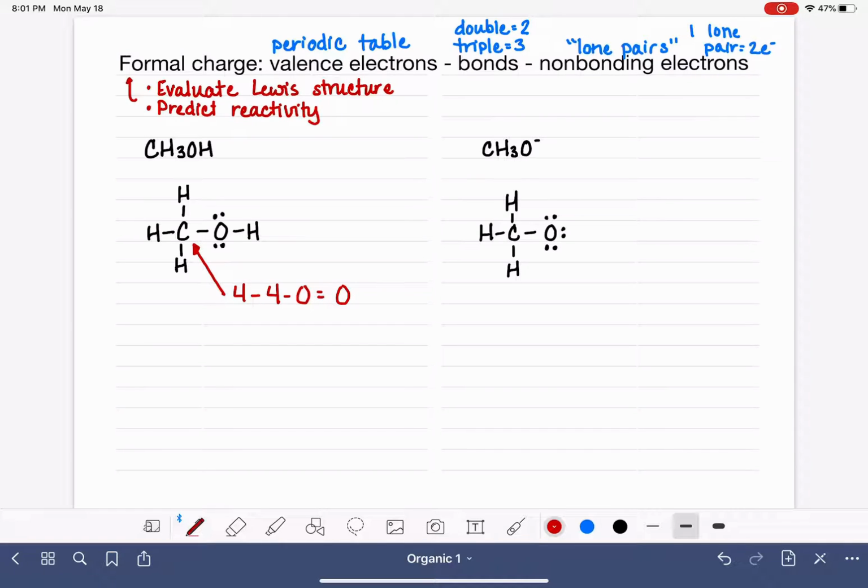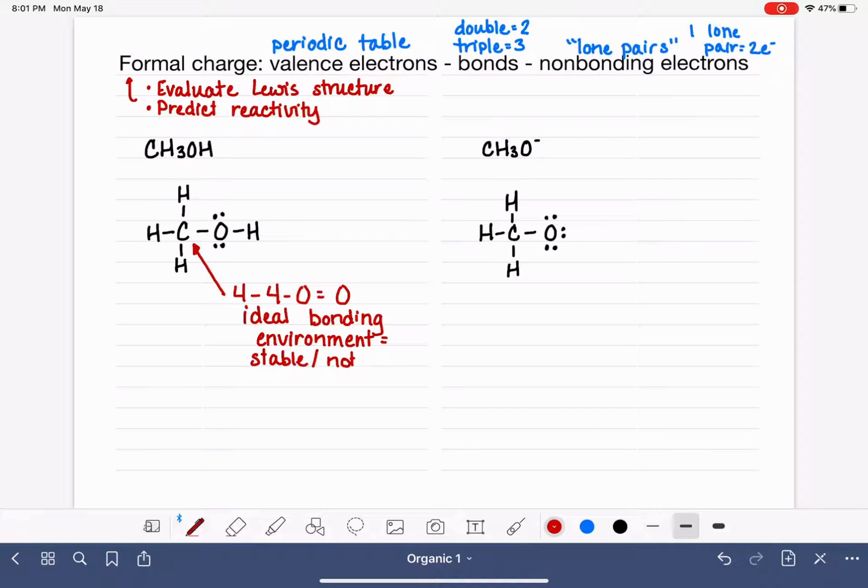When an atom has a formal charge of 0, that atom is in an ideal bonding environment, meaning that it has the perfect number of bonds, the perfect number of lone pairs. It's totally happy. And in chemistry, that translates to that particular atom being stable and not reactive.